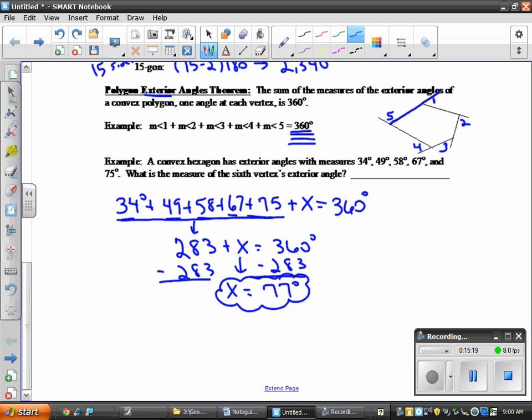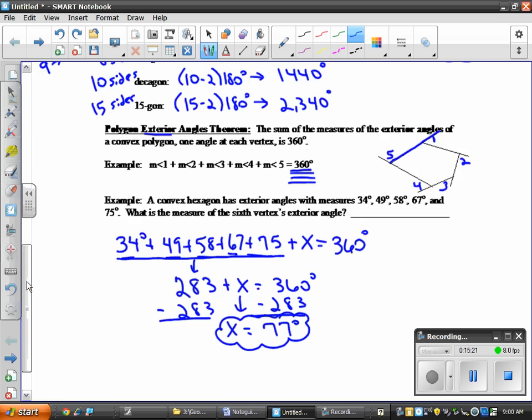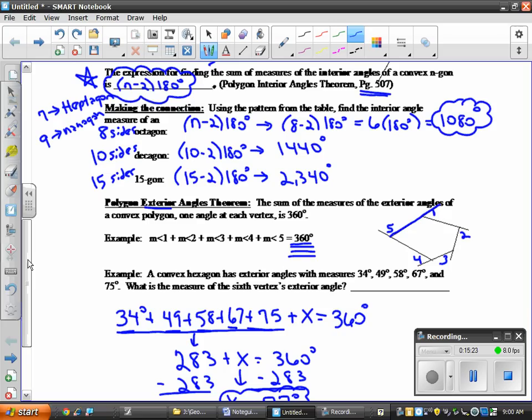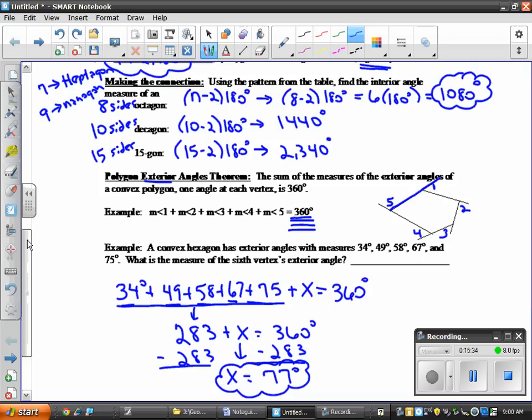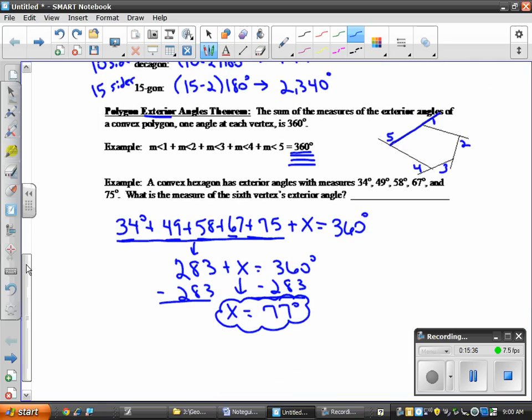So just to recap, if you're talking about interior angles, the formula that you're going to use is, first of all, the polygon interior angle theorem, and it's n minus 2 times 180. So the n fluctuates depending on how many sides your polygon has. The exterior angle theorem is literally adding up your total angles, and that will give you 360 degrees.